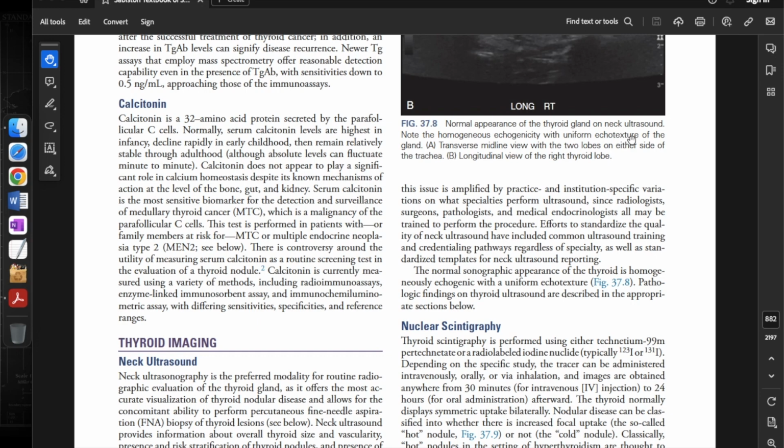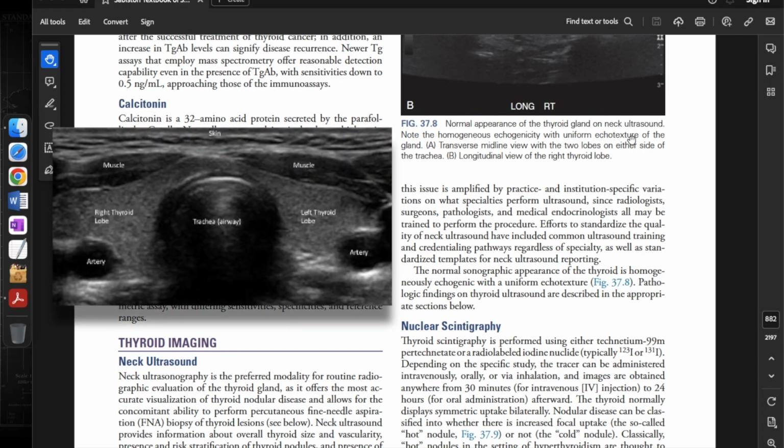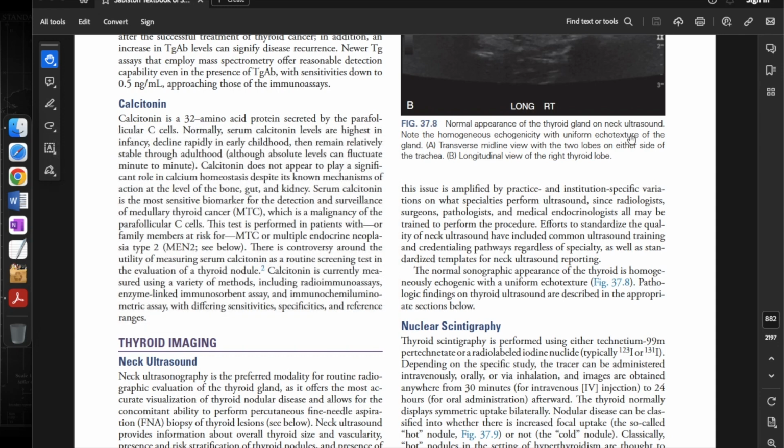Efforts to standardize the quality of neck ultrasound have included common ultrasound training and credentialing pathways regardless of specialty, as well as standardized templates for neck ultrasound reporting. The normal sonographic appearance of the thyroid is homogeneously echogenic with uniform echotexture. Pathologic findings on thyroid ultrasound are described in the appropriate sections below.